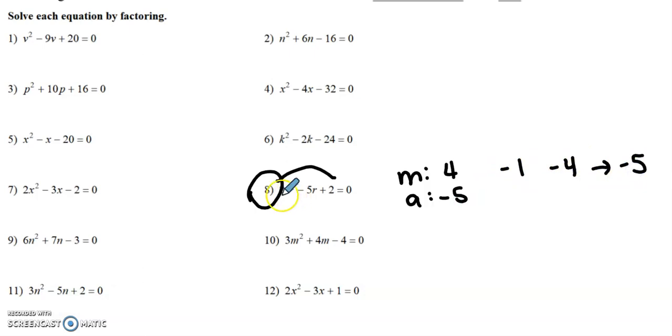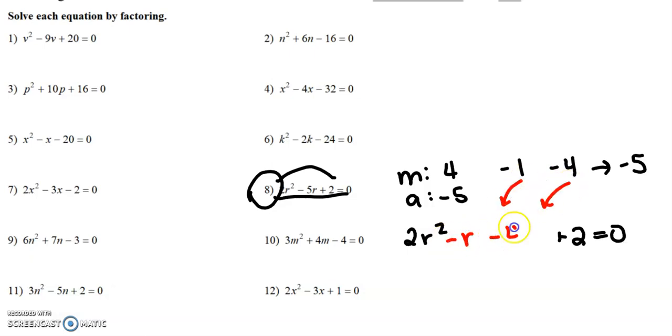So what I'm going to do is take this equation and split the middle term. 2r squared, and I leave the plus 2 equal to 0. These numbers come down into the middle, so minus r and minus 4r. Then I'm going to group, take out the r, I'm left with 2r minus 1. If this is moving too fast for you, you can always come back and rewatch the video. You can listen first and then maybe write stuff down later.